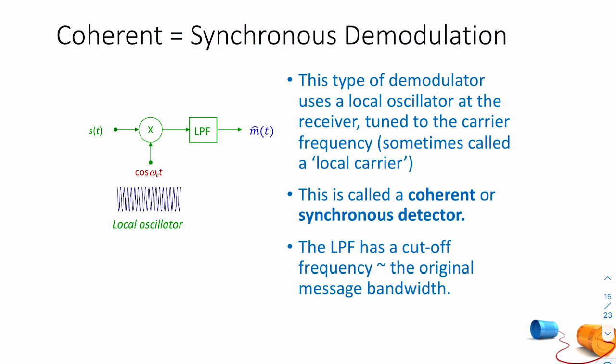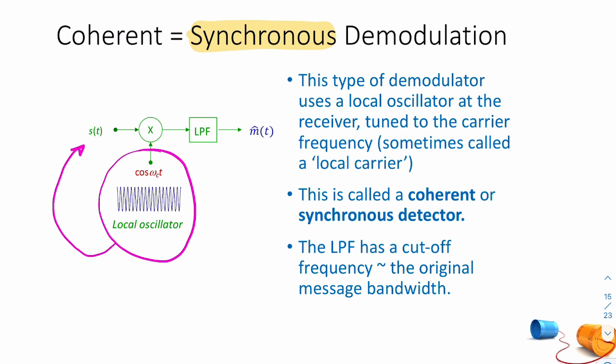We call this kind of demodulation synchronous or coherent. Why do we call it synchronous? Because we have this local oscillator that is in sync, in phase, with your incoming DSB signal. All right, so we call it synchronous. So whatever the frequency of your carrier here should be the same as the frequency of your carrier here.